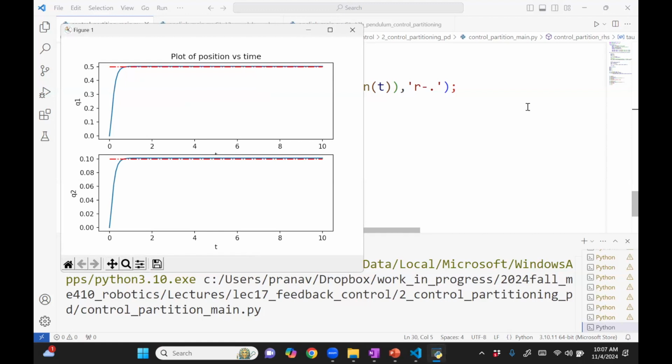So first plot Q1, I wanted it to go from 0 to 0.5. The red is the set point. It goes to 0.5 rather quickly. And then for Q2, I need it to go to 0.1, and it goes there rather quickly.